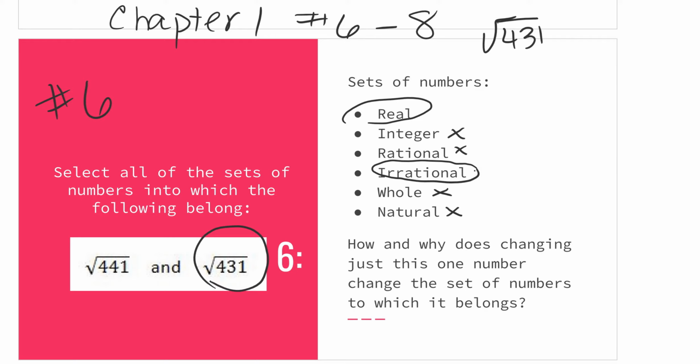So by change, it says, how and why does changing just this one number change the set of numbers to which it belongs? Well, by changing any of the digits, if it makes it not a perfect square, then it's going to not be part of some of the other sets of numbers. All right, so look at your numbers that you're given on your study guide and please do those.